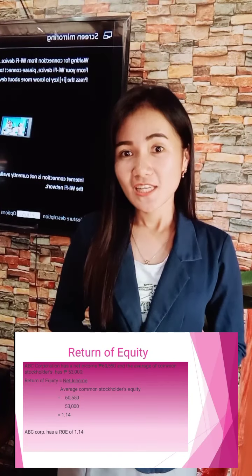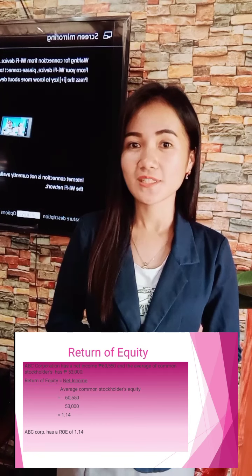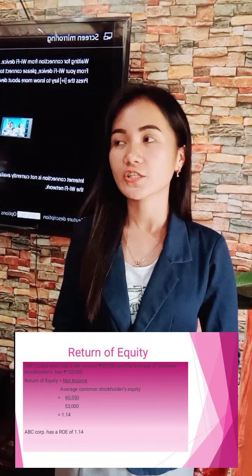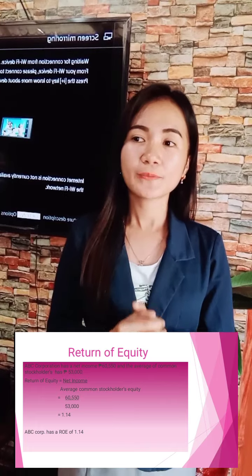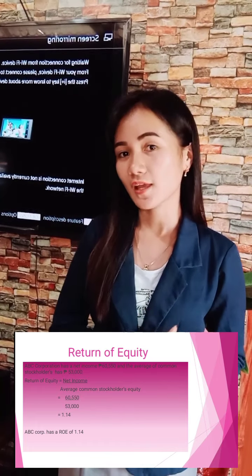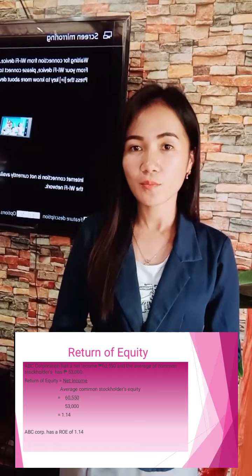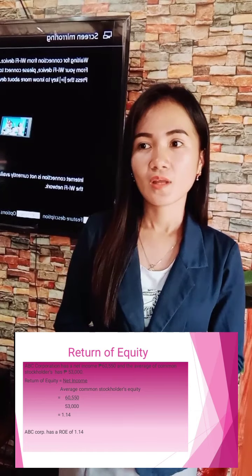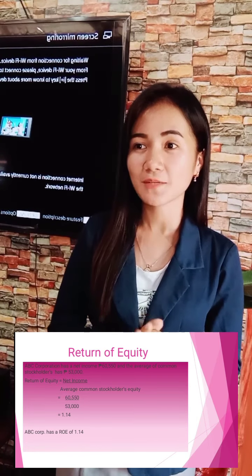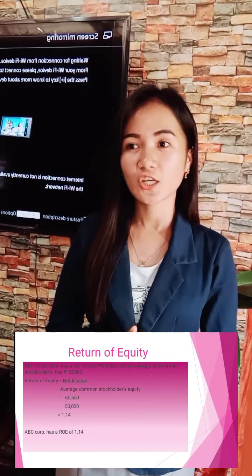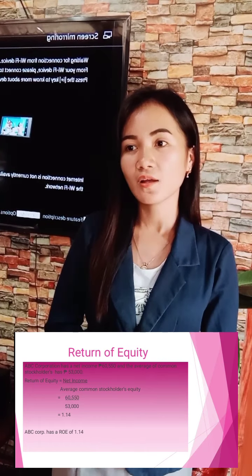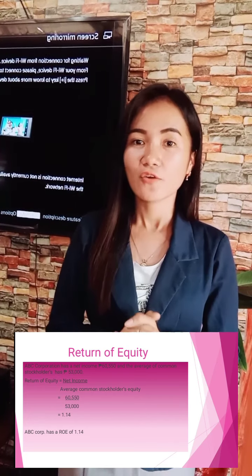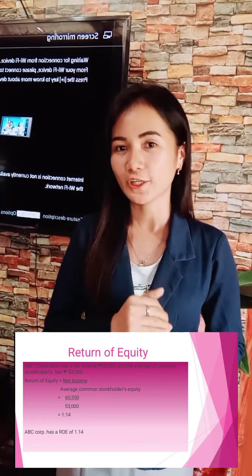The ABC Corporation has a net income of 60,550 pesos and the average common stockholders equity is 8,000. So the formula is return on equity equals net income divided by average common stockholders equity. So the net income 16,550 divided by average common stockholders equity 53,000. So the result is the ABC Corporation has a return on equity of 1.14.